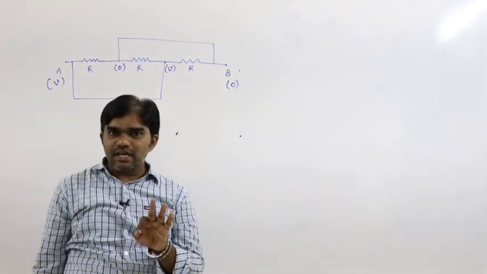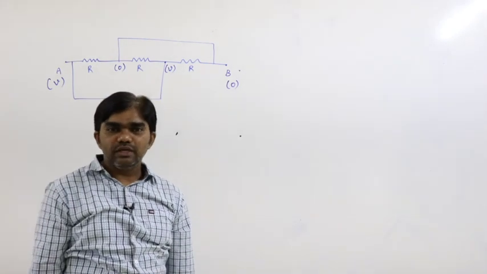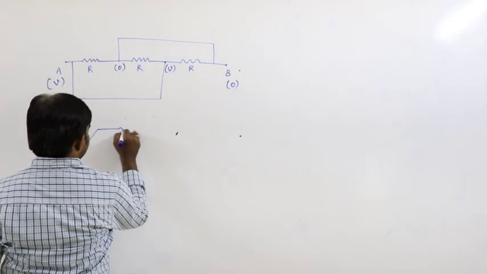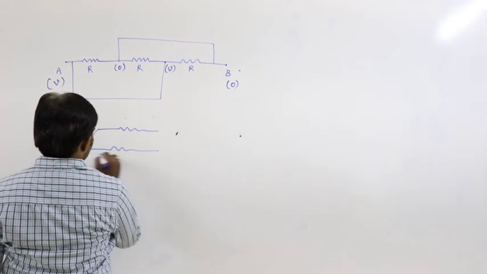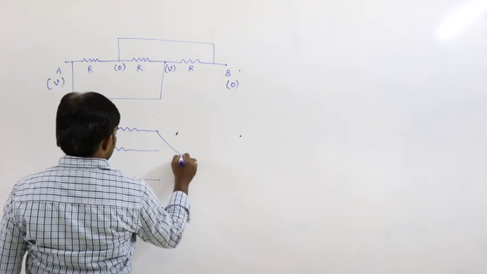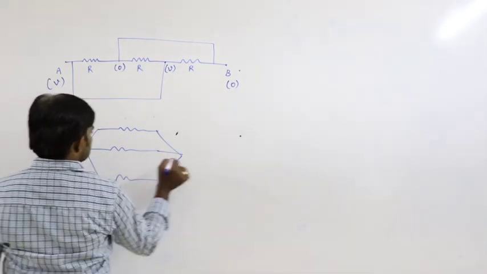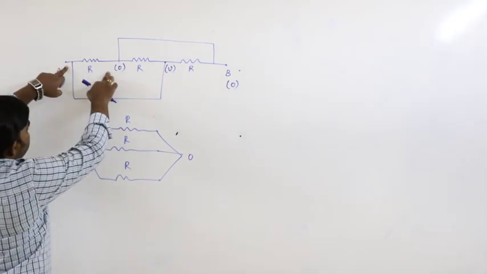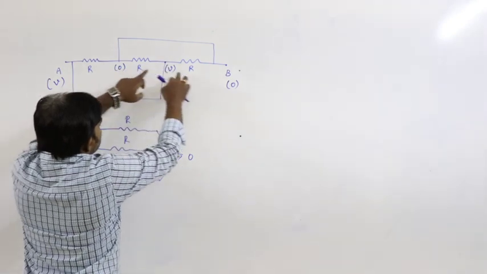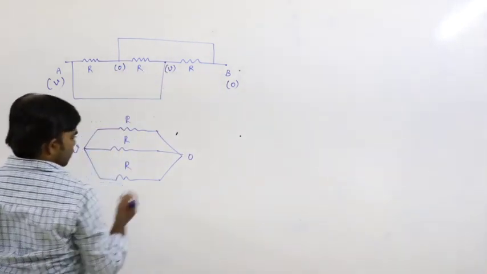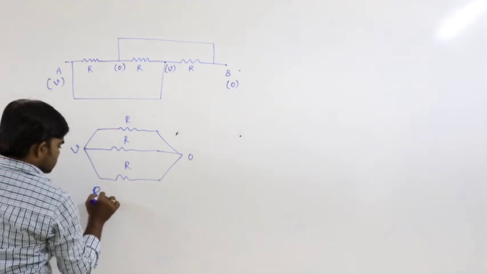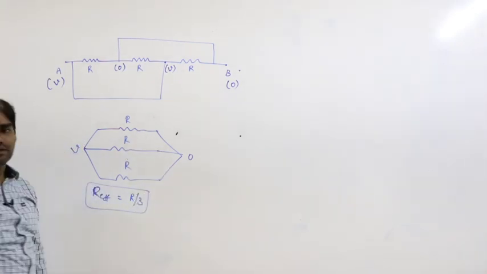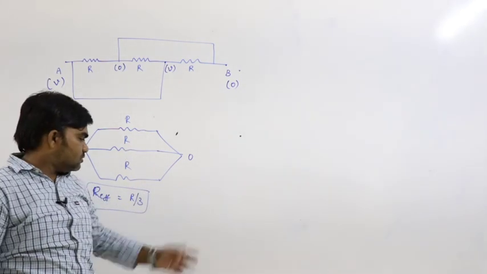If three resistances lie between the same potential difference, are those three in series or parallel? So V potential, 0 potential, R lies between V and 0, it also lies between V and 0, it lies between V and 0. So all are in parallel. So if three resistances are in parallel, the effective resistance is R by 3. That's all. Simple.